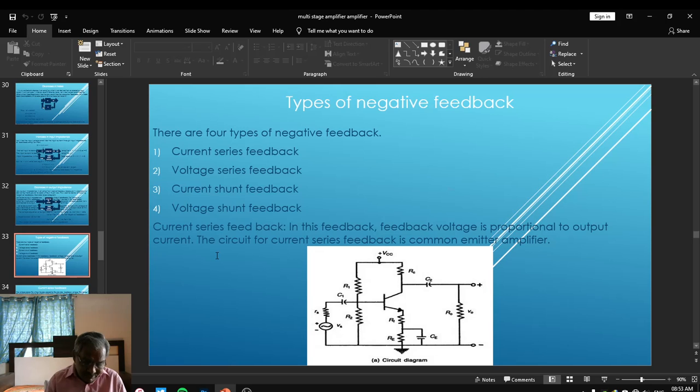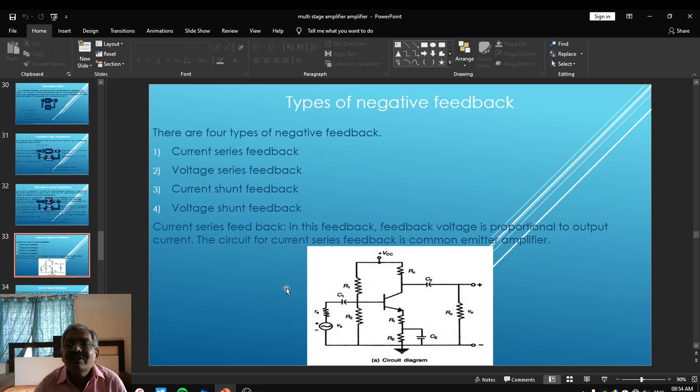But feedback is possible if and only if the emitter bypass capacitor is not present. If the emitter bypass is present, then whatever the feedback voltage is, it is almost all grounded. So whenever no emitter bypass capacitor is connected, the voltage across the emitter resistance is known as the feedback voltage and it is given back to the input.